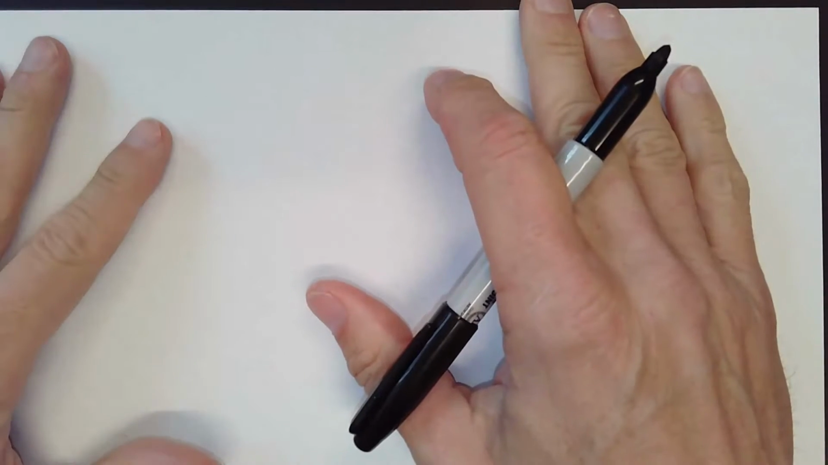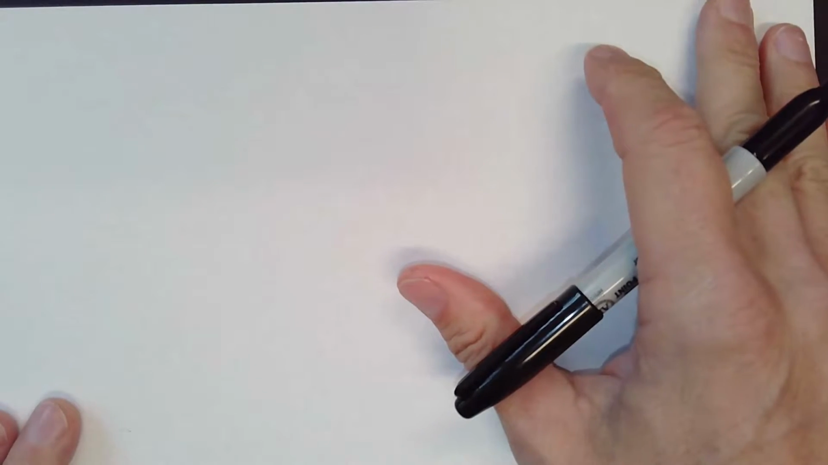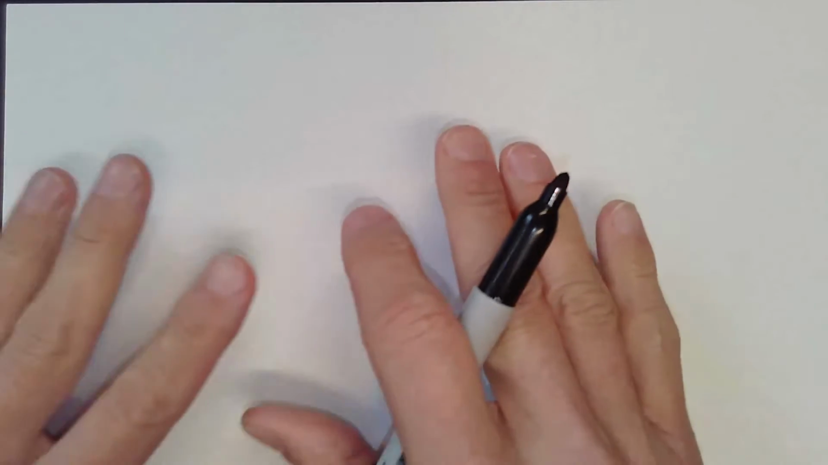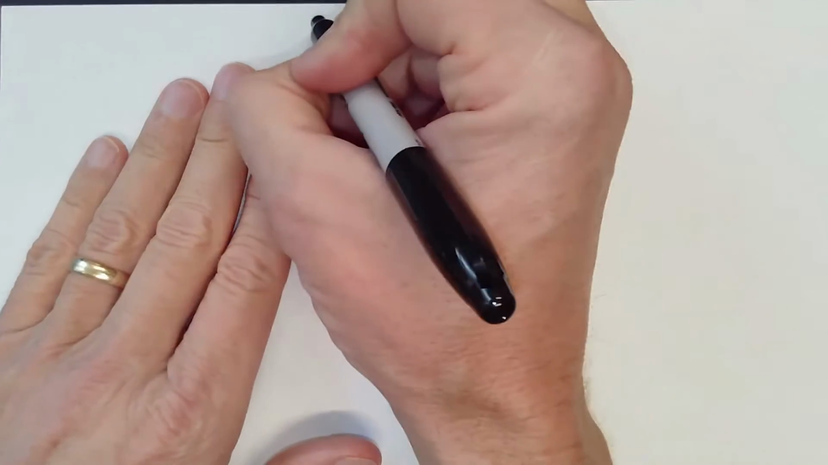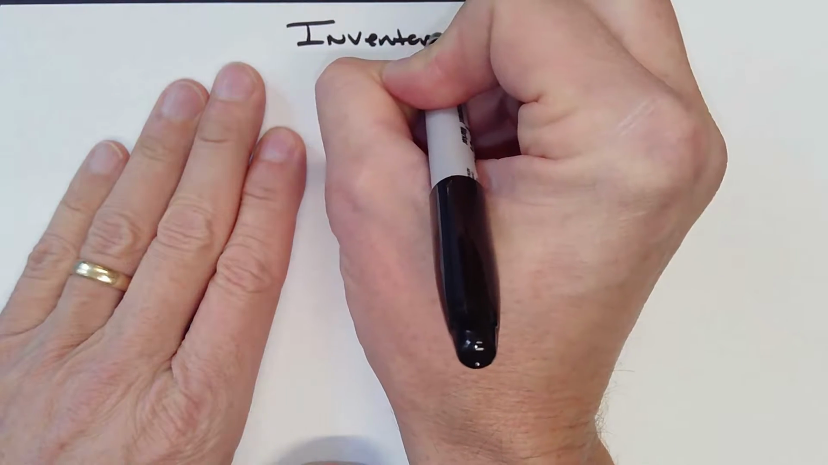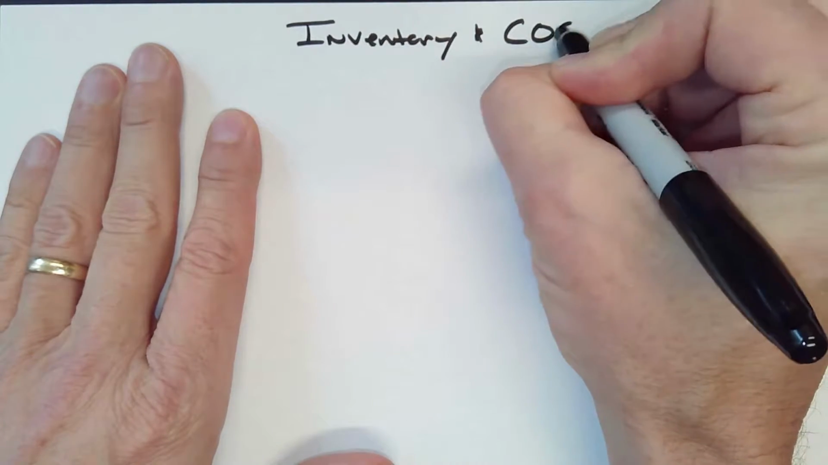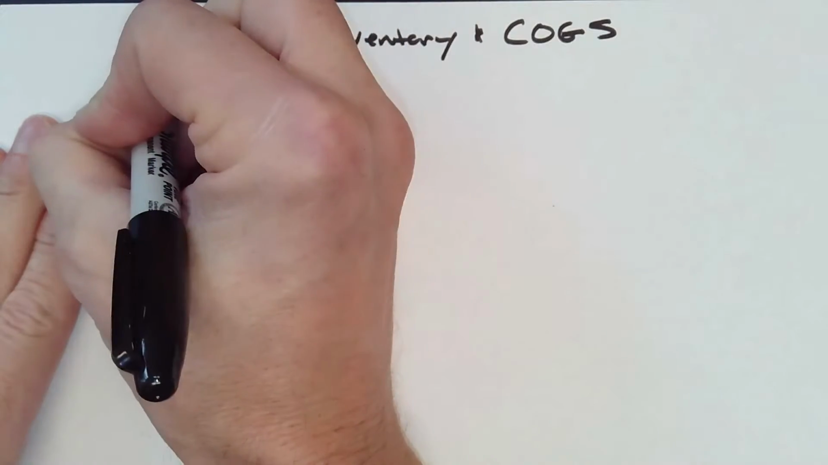So let's keep moving down the balance sheet here. We've talked about sales and receivables, a little bit about expenses, and specifically we talked about cost of goods sold. Well, cost of goods sold is going to come out of our overall discussion and issues around inventory. So let's get into inventory and cost of goods sold, COGS.